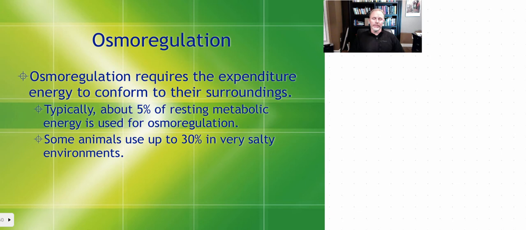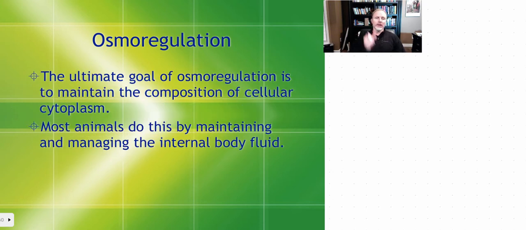Okay? So osmoregulation is going to require energy expenditure. It's going to be metabolic energy in the form of ATP, and that's what is going to happen if you want to avoid conforming to your surroundings. So generally about 5% of your metabolic rate is going to be used for regulating the osmolarity. And if you're in a very salty environment, a marsh, brackish water, things like that, you might use up to 30% of your metabolic energy just to maintain that water balance. And the ultimate goal basically is to maintain the composition of the cytoplasm or the cellular fluid inside the cells.